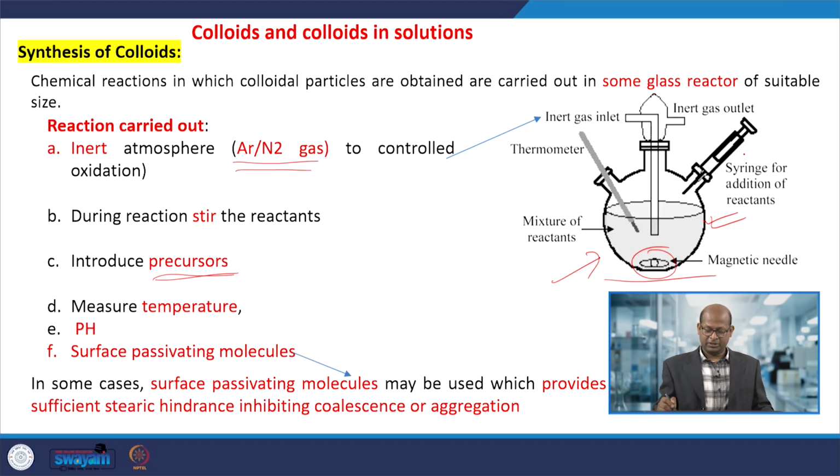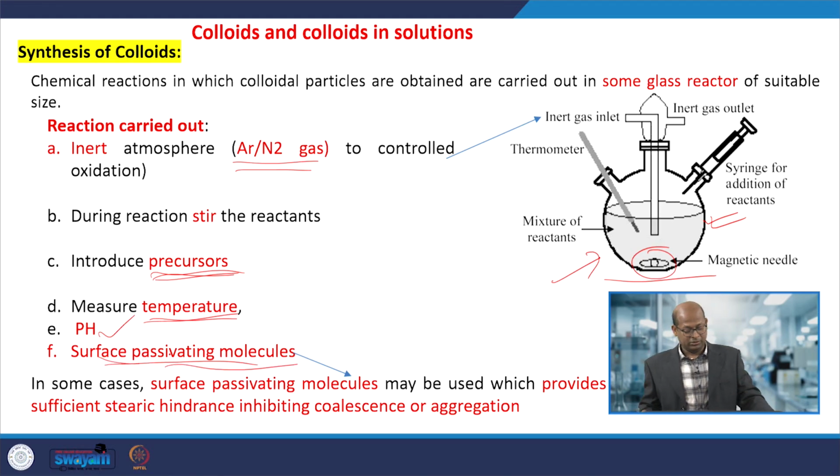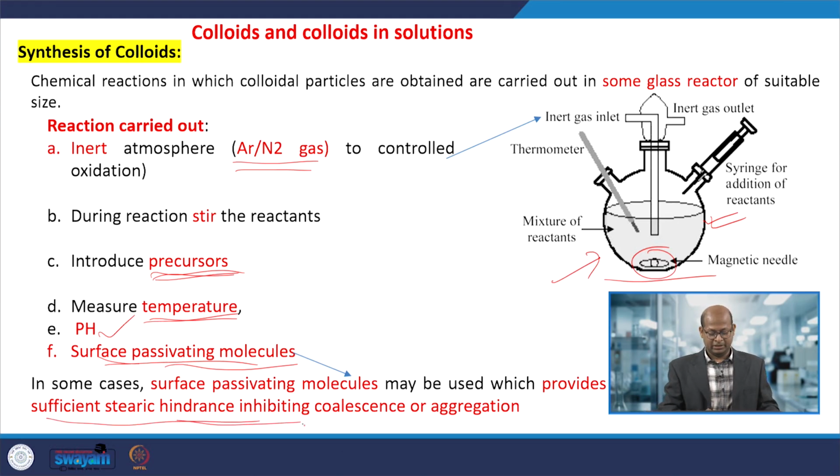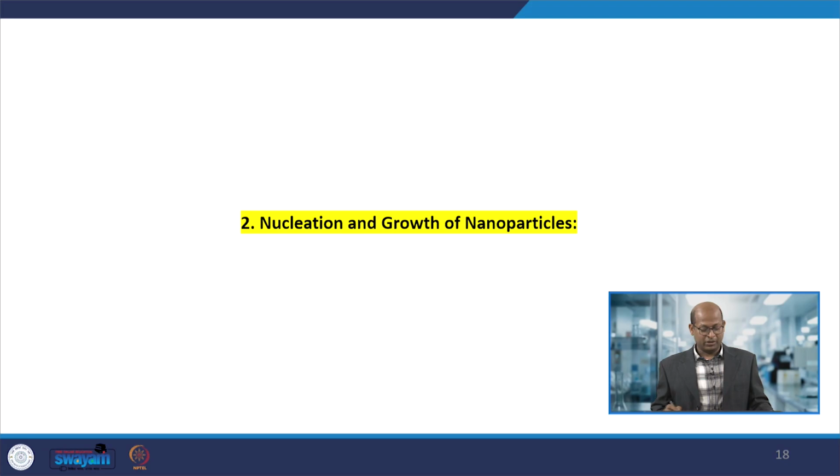With the help of a syringe or somehow we can put in the precursors. Temperature control should be there, pH control should be there, and some surface capping molecules we can use, which would provide sufficient steric hindrance that would inhibit aggregation. When colloid particles form inside the solution, they may coagulate or form larger particles. We can stop or reduce that by using some surface capping molecules. That also we can use.